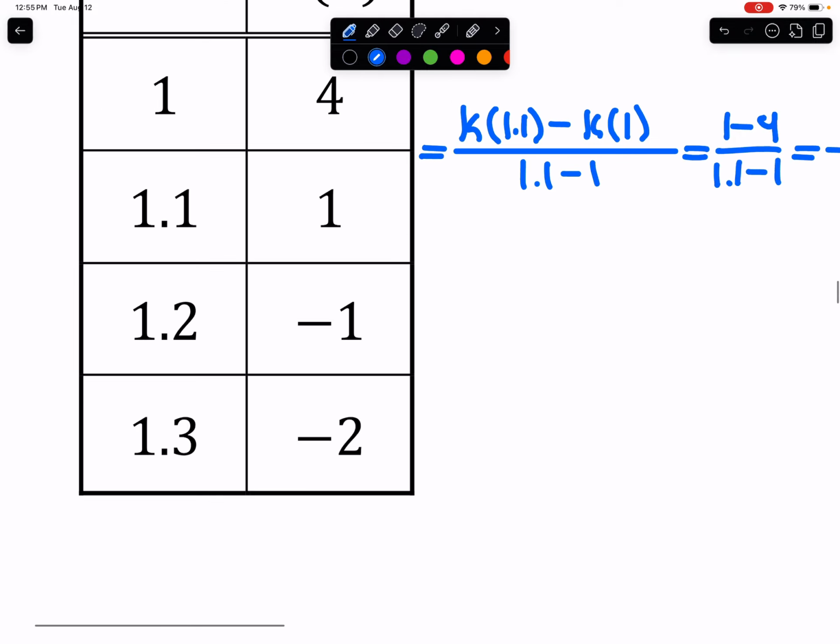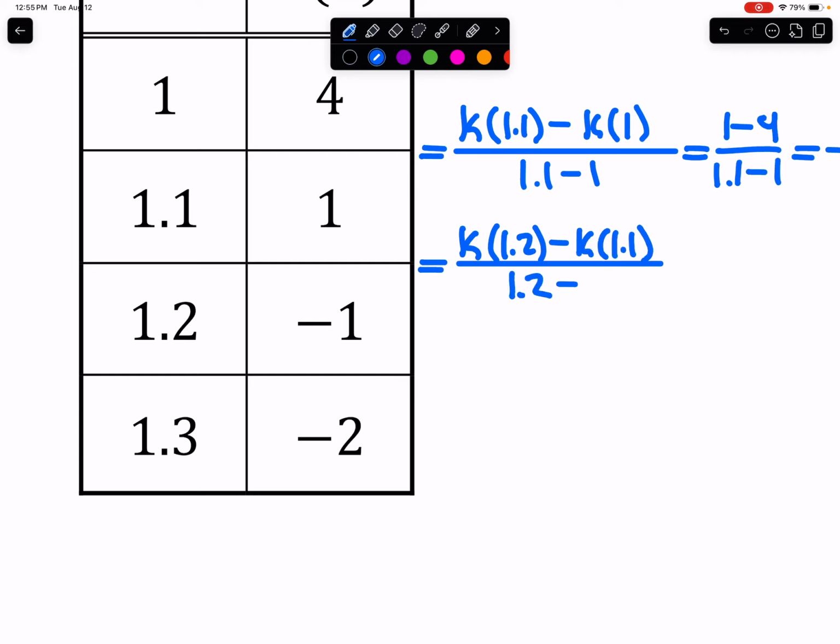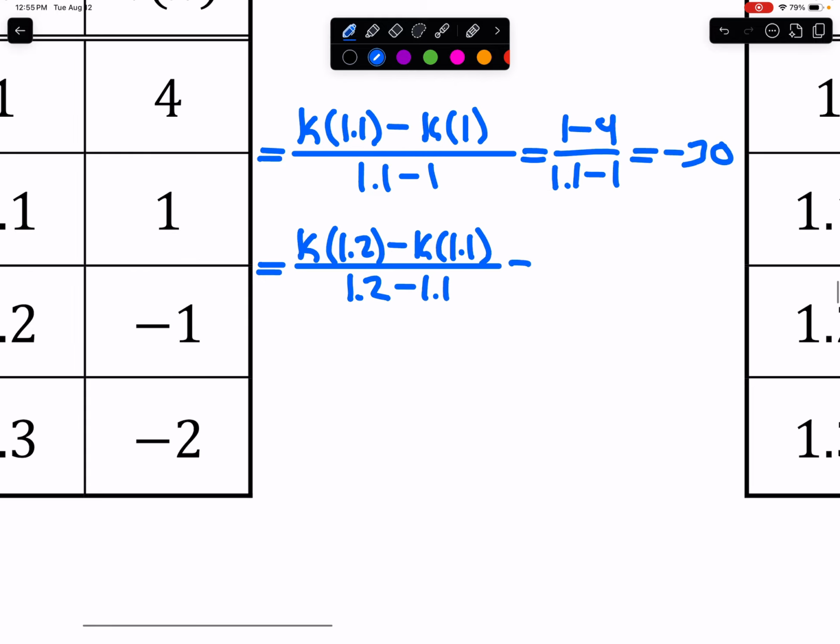So for the next one, now we're going to do k of 1.2 minus k of 1.1, and that's going to be over 1.2 minus 1.1. So that is going to translate to negative 1 minus 1 over 1.2 minus 1.1. So that's going to give you negative 20.